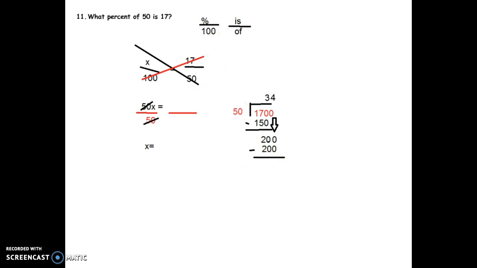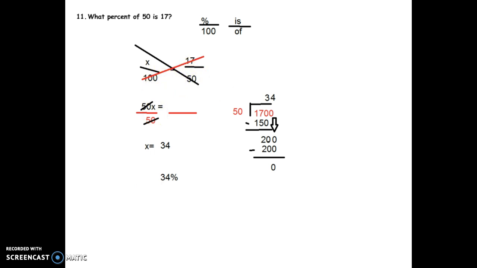And so here we go. We're left with 0. And that is our answer, 34. So that's the other way of figuring it out. So it's 34%. 34 over 100 equals 34%. That's the number we're looking for. All right, that was another way of doing 11. I think it's faster if you just try to get your denominator to equal 100.